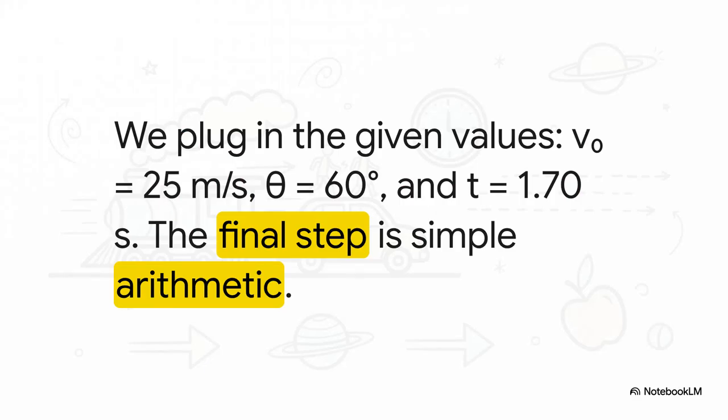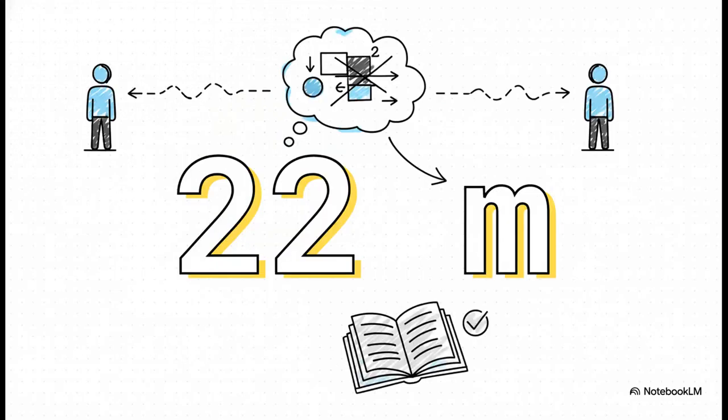All right, we are on the home stretch. We just take the numbers the problem gave us from the very beginning, 25 meters per second for the speed, 60 degrees for the angle, and 1.7 seconds for time, and we plug them right into the formula we just found. We run the numbers and there's our answer, 22 meters. That's it. A nice, clean number for a problem that looked anything but. And of course, it's the exact same answer you'll find in the back of Irodov's book.